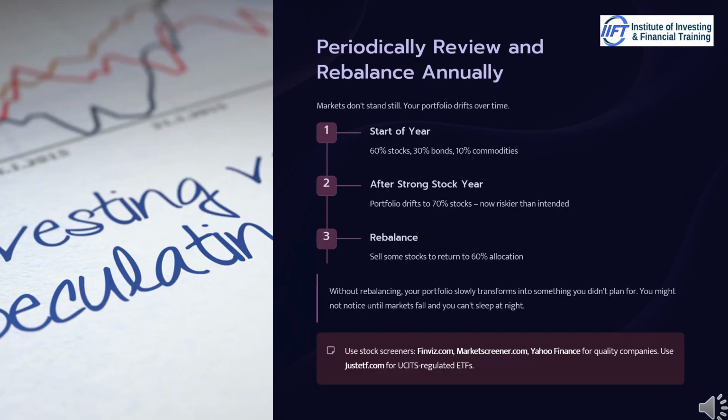Markets don't stand still, as we all know, and after a strong year for stocks, your portfolio might have drifted from 60% stocks to 70% stocks in weighting. So now you're holding riskier assets than you intended, meaning that it's time to rebalance. You should sell some of your stocks and bring that weighted balance back to 60% stocks, or wherever your weightings were at the time you set your risk tolerance. Without rebalancing, your portfolio can slowly transform into something you didn't plan for, and you might not notice until markets fall and now you're in a position where you can't sleep at night.